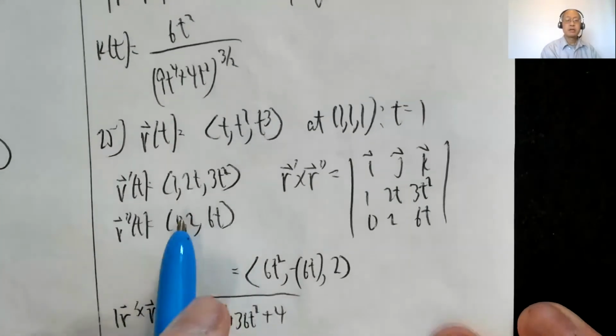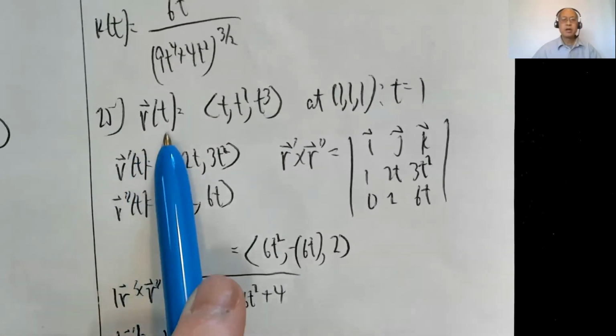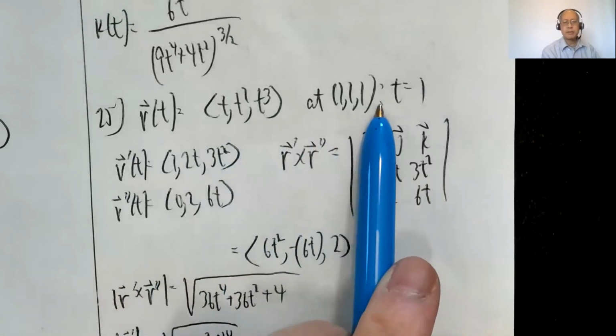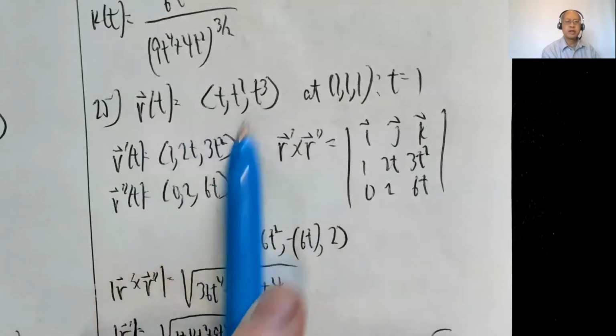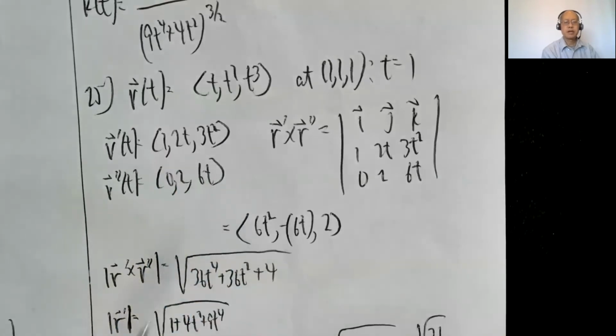All right, and let's see, 25. It's r of t = t, t squared, t cubed. At 1, 1, 1, that means t is 1. r prime is 1, 2t, 3t squared. r double prime is 0, 2, 6t.